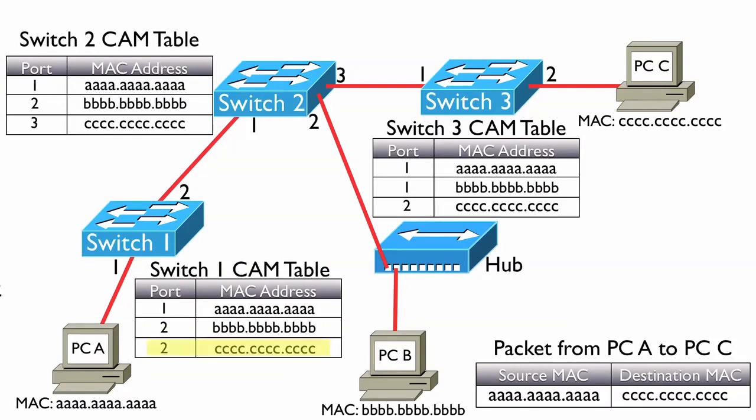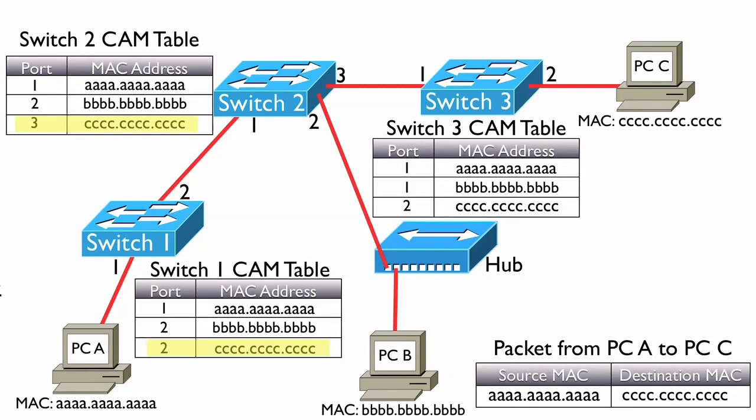Switch 1 interrogates its CAM table, and it determines that the all C's MAC address is available off of port 2. And even though we only have one other port on switch 1 in this example, we could have 10 other ports, and switch 1 would not flood that frame out of all of those ports, because it knows that to get to the all C's MAC address, we just go out of port 2. That's what it does. It sends the frame out of port 2.